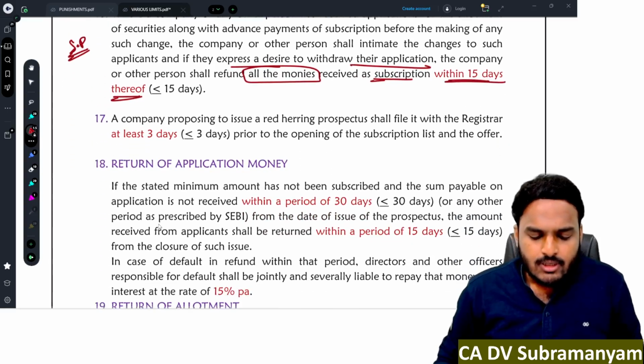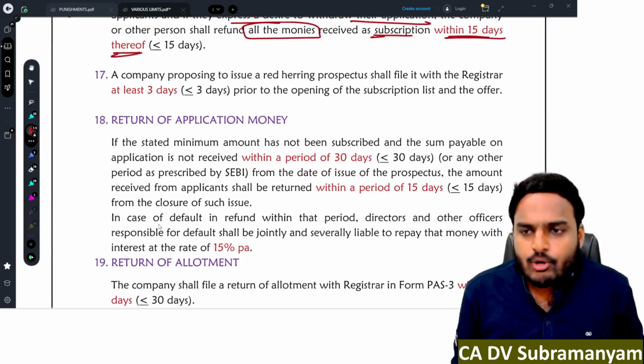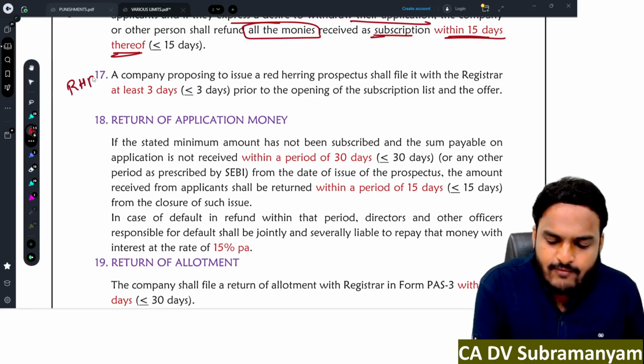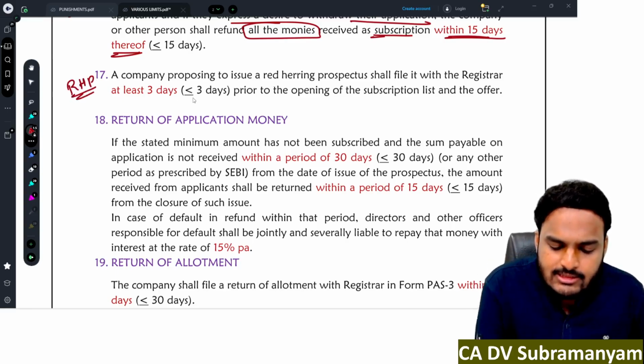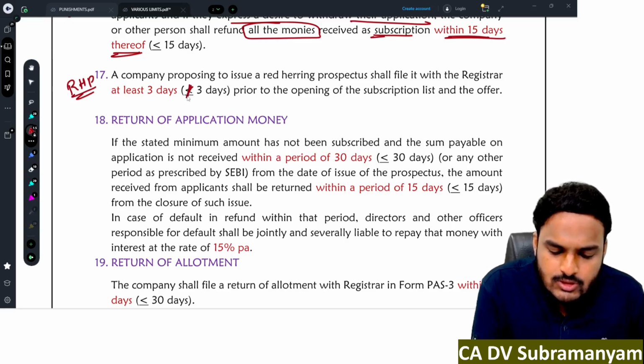Next one, a company proposing to issue a red herring prospectus shall file it with registrar at least 3 days. So at least 3 days.